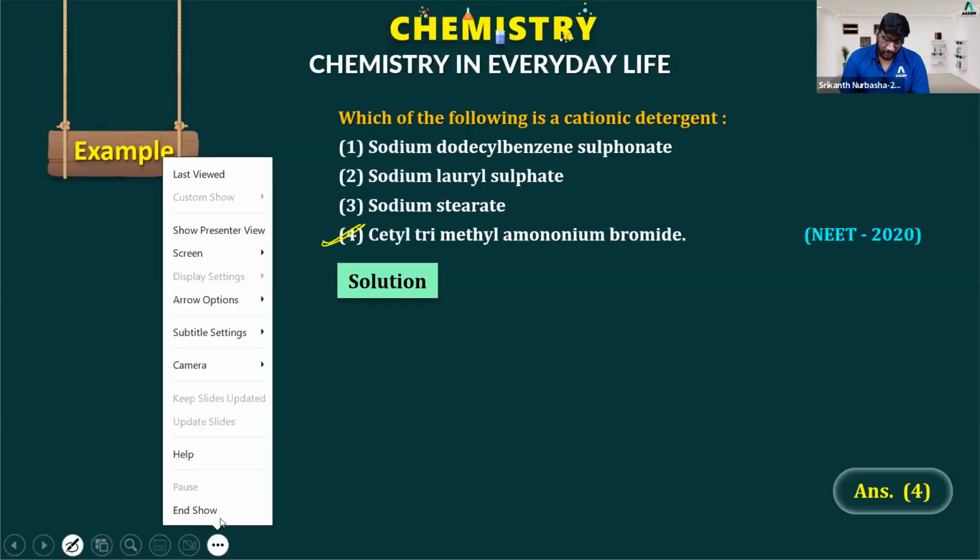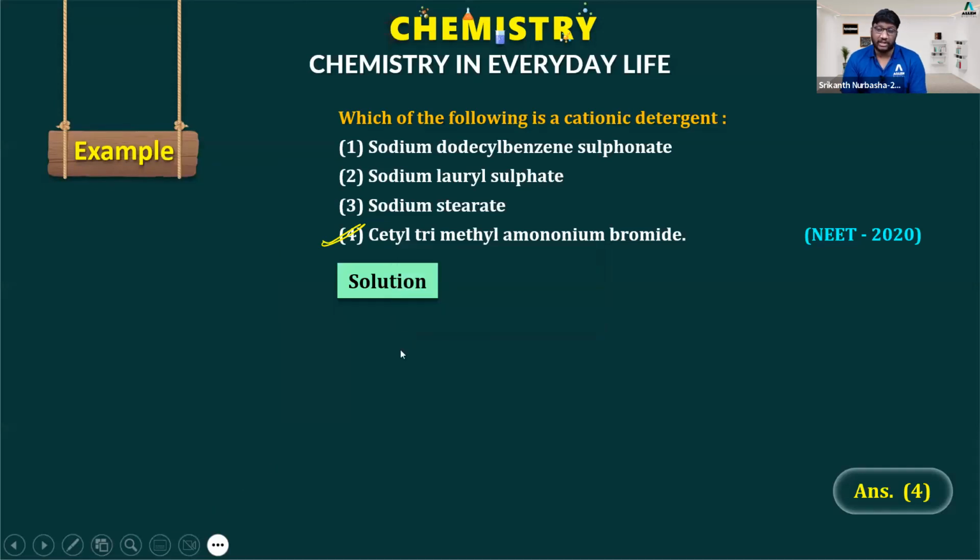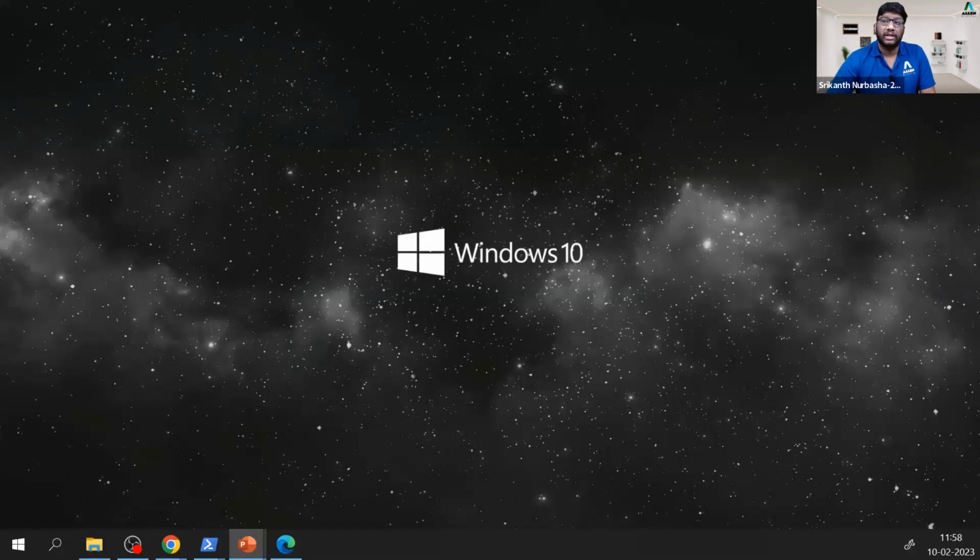Right, so in chemistry in everyday life, we have discussed three topics: the chemistry involved in drugs and medicines, the chemistry involved in food materials, artificial sweeteners, food preservatives, and antioxidants, and the chemistry involved in the cleansing action, the mechanism of micelle formation, cationic detergents, anionic detergents, and non-ionic detergents. Examples in every category you have to remember. And I think you all know what type of questions you will be expecting, and we have seen the examples as well.